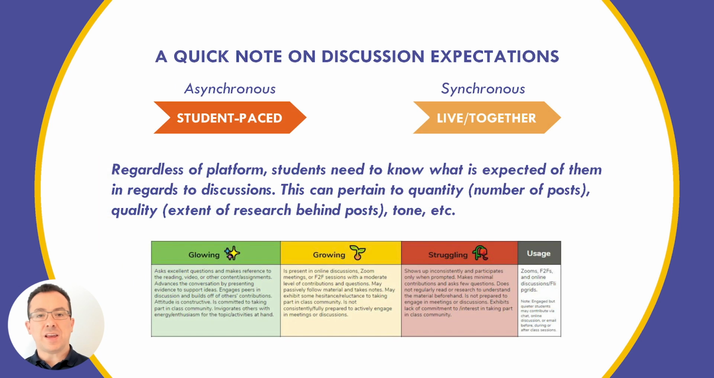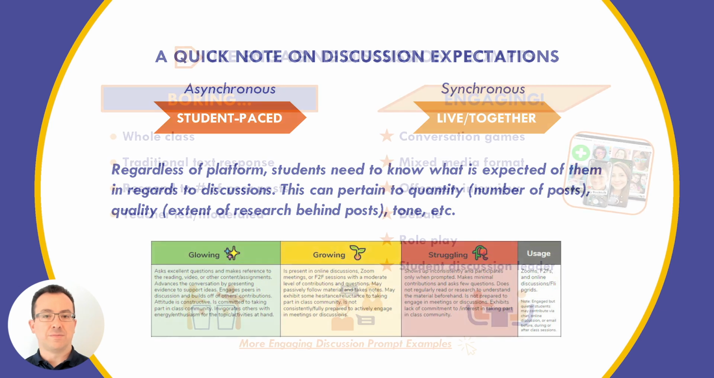Now, the last thing I want to say about merging synchronous and asynchronous conversations together is that regardless of which approach you lean on more, students should be acutely aware of what the expectations are pertaining to discussion and involvement in discussions in your class. So whether it's about quantity of posts or quality of content or the attitude and tone they bring to the conversation, please ensure that this is something you've discussed with them at the beginning of your course that's probably laid out in a rubric so that it's clear to everybody involved.